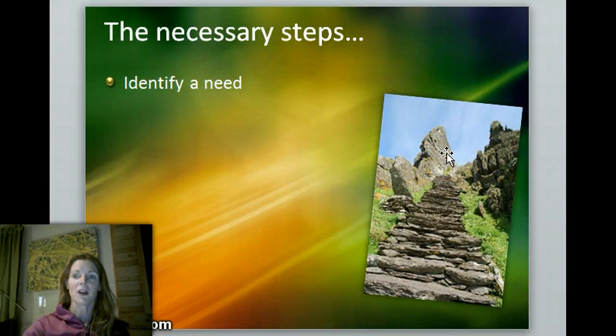Okay, so the first thing that we have to do, as we take our steps up to get there, is identify the need. So if you have some kind of a problem, you've got to identify a need, right? What is the need there? What do we need to solve, okay? You're going to do some research then, because typically you cannot solve any problems without research.